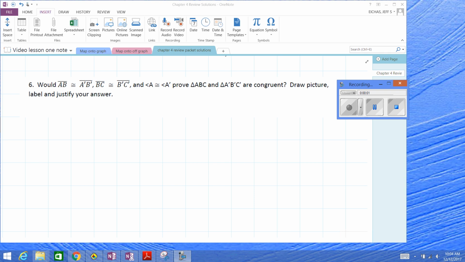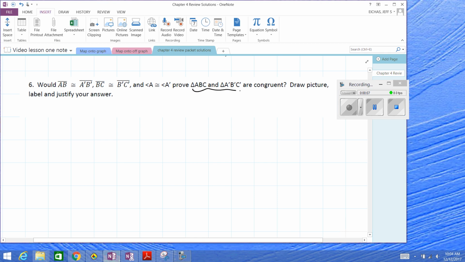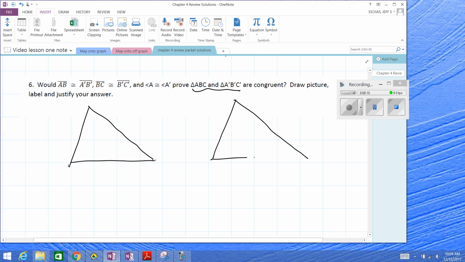Okay, for these, what you're doing is you're going to sketch any two triangles that you want. Make it easy on yourself. I'm going to just make them pretty close. Try to make them congruent. Doesn't have to be perfect. A, B, C, and then A prime, B prime, C prime. Make it easy for yourself and put them like this.